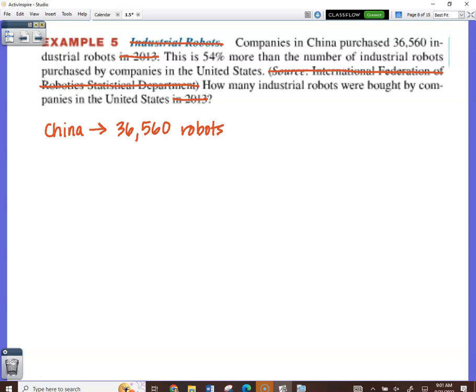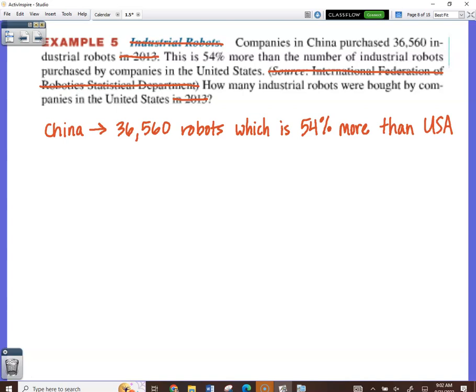Now what does matter is it says this is this. What you just read is. So I'm going to write which is 54% more than the number of industrial robots purchased by companies in the U.S. I can shrink all that down to just simply say, which is 54% more than USA. Now, I've taken those first two sentences and I have condensed it to Cliff Notes, right?